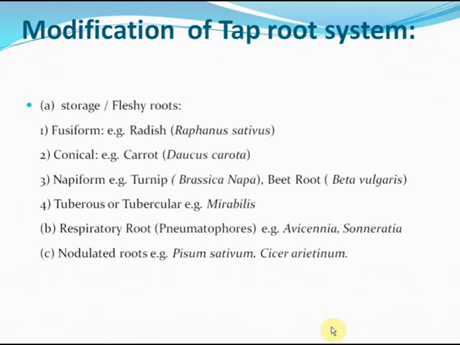What are the modifications done in the taproot system? They are the storage or the fleshy roots. Fusiform modification, example is radish. Conical, carrot. Napiform is turnip. Tuberous or tubercular is Mirabilis. Respiratory root is Avicennia or Sonneratia. Nodulated roots are Pisum sativum.